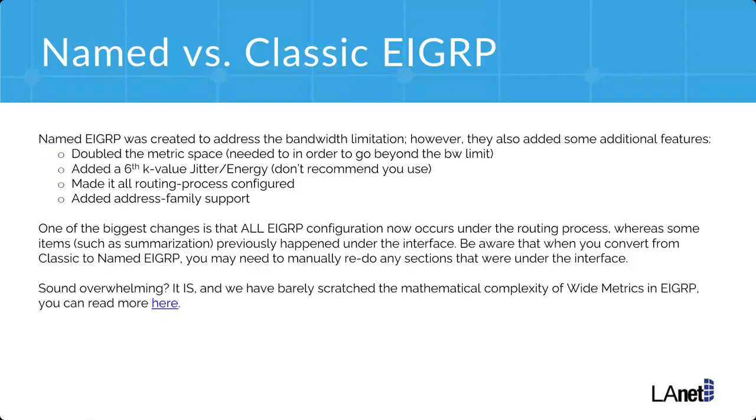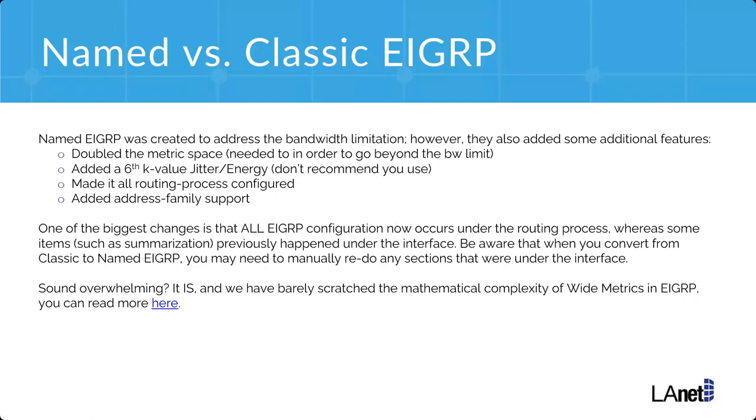What are some of those cool features that we could get? Well, I've already mentioned we're going to double the metric space, right? We have to do that to get beyond that bandwidth limit. So by default, classical EIGRP, by the way, is a 32-bit wide metric, and named EIGRP is a 64-bit wide metric. I literally double the address space. That means that my cost can go to twice the value, right? Just kind of keep that in mind. If I take advantage of that, then I'm going to have problems, right? The local router could be aware of that, but the neighbors cannot. I can't send a 64-bit wide metric to a 32-bit wide routing protocol.